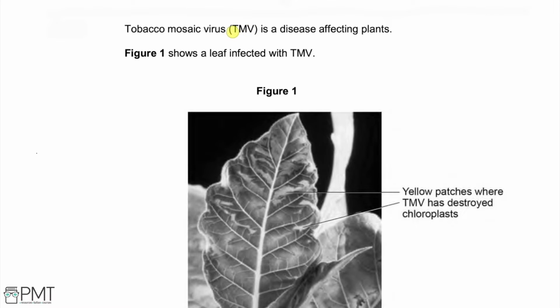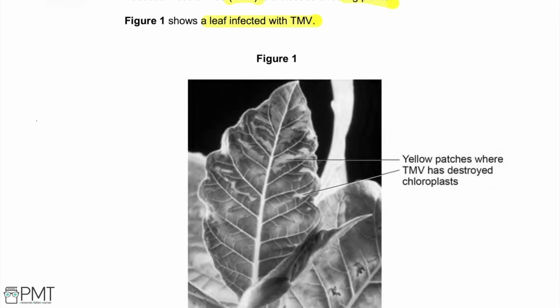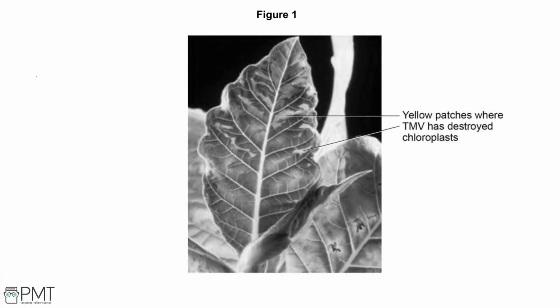Tobacco mosaic virus, TMV, is a disease affecting plants. Figure 1 shows a leaf infected with TMV. Okay, let's take a look at the figure. Clearly here it shows a leaf, and we can see some discoloration, and it says the yellow patches are where TMV has destroyed chloroplasts. Now we need to take this into account because it will definitely come in handy later.